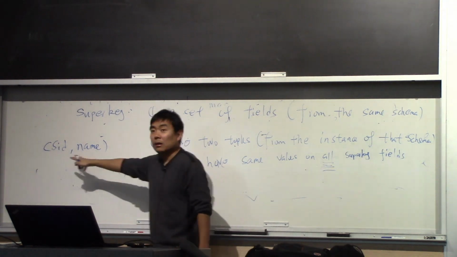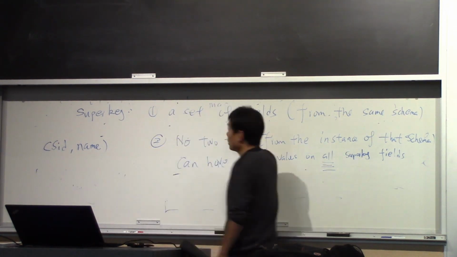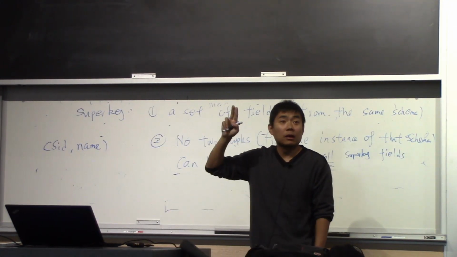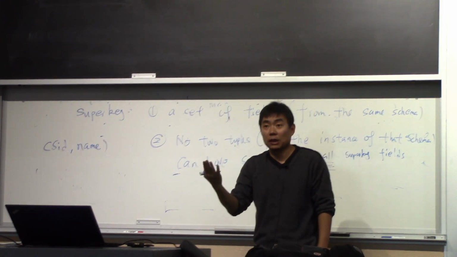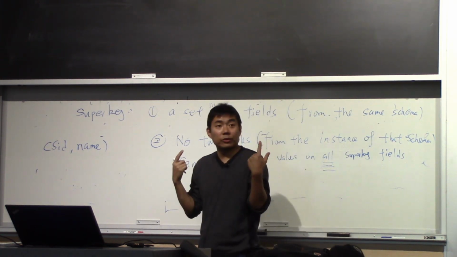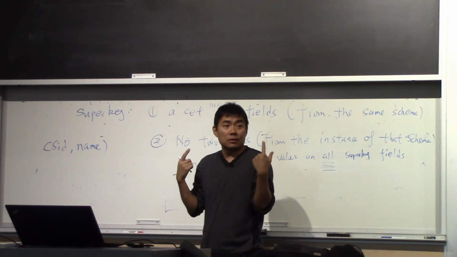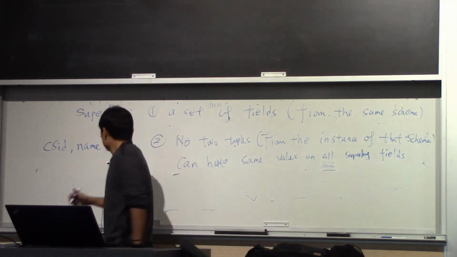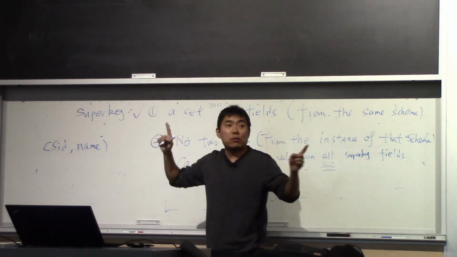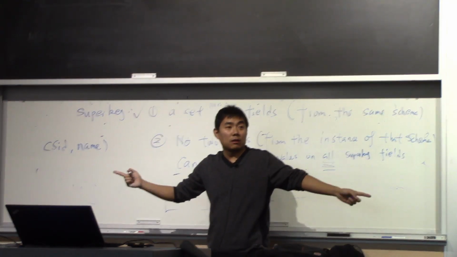First of all, this is a subset of fields from the student schema, so it can potentially be a super key. Does that make sense to you? Yes? So condition one is met. It is a proper subset for the students.